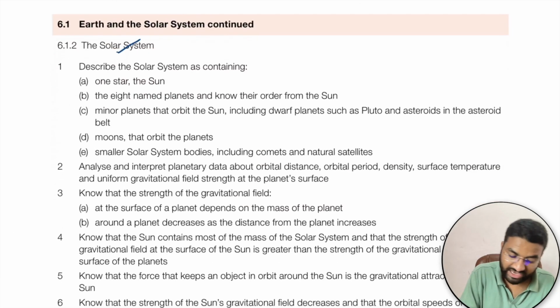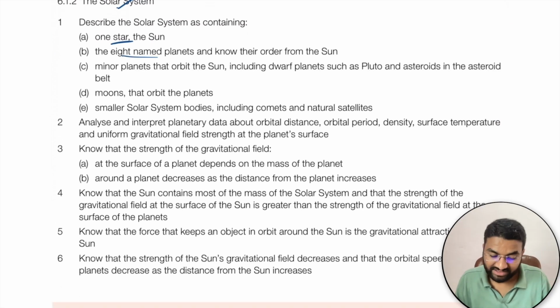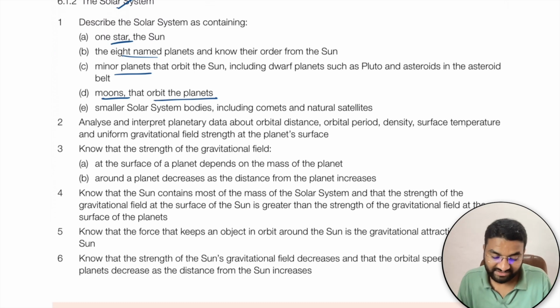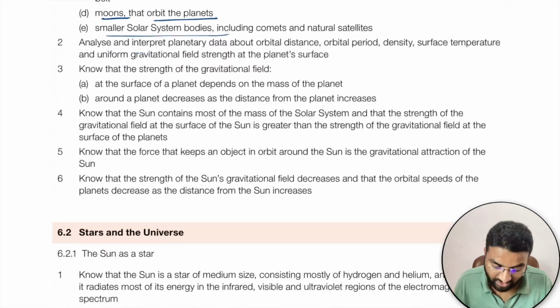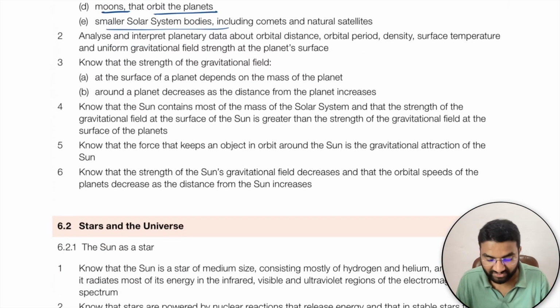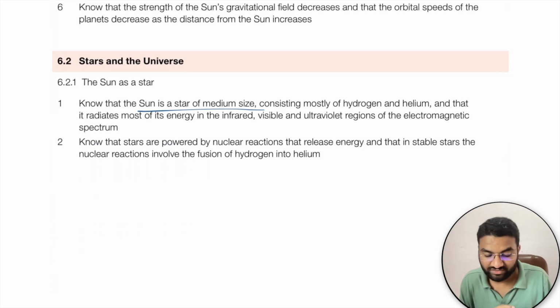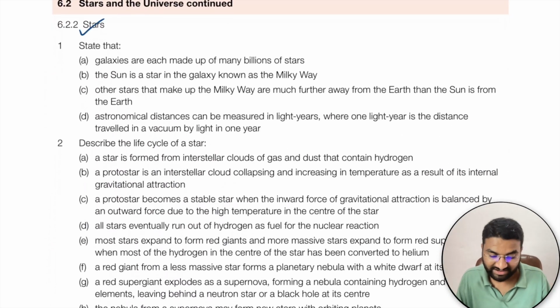Then the solar system, we have to understand stars. Eight planets, then minor planets, moons, orbiting planets, then smaller solar system bodies. Interrelated concepts are also there. Next, the Sun is a star of medium size, and we have to understand how stars are formed. Here you have the next part, that is stars, and how stars are formed in the galaxies.